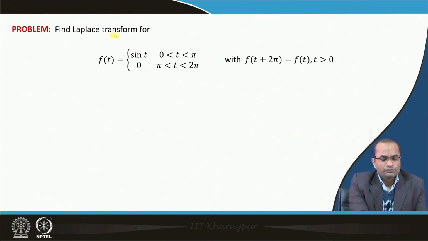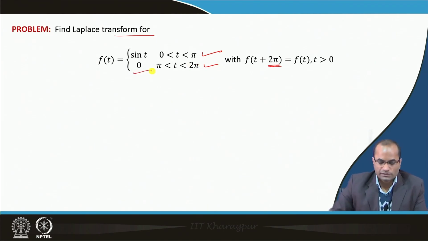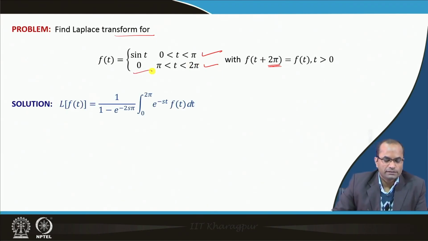Next problem, we want to find the Laplace transform for this function. Again here we have the periodic function with period 2 pi, and it is defined such that in the range 0 to pi it is sin t, otherwise it is 0. So, again we will apply this formula.